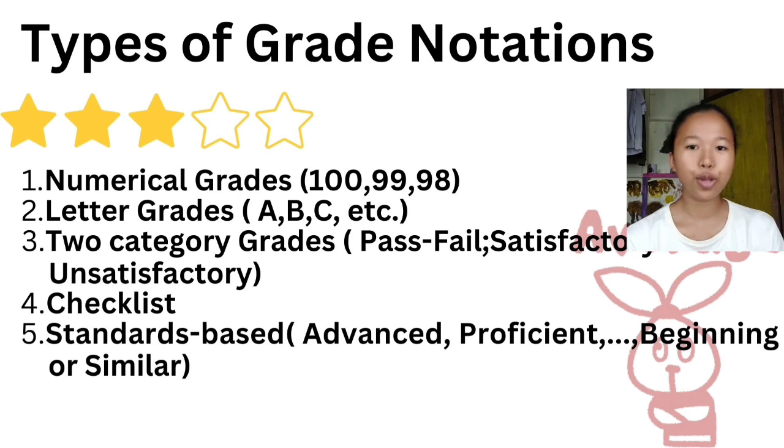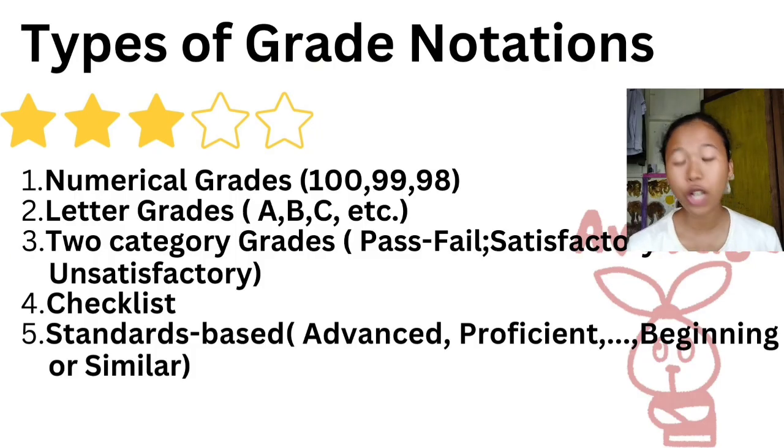And now we have the checklist. So there's a specific set of standards, and then the teacher will come to check. Then that's the checklist. And then the standard based: the advanced, the proficient, the beginning, or similar. So this is the most recognizable and the most clear when it comes to performance. If it's advanced, proficient, beginning, or similar. But standards are broader and at a higher level than criteria of performance.